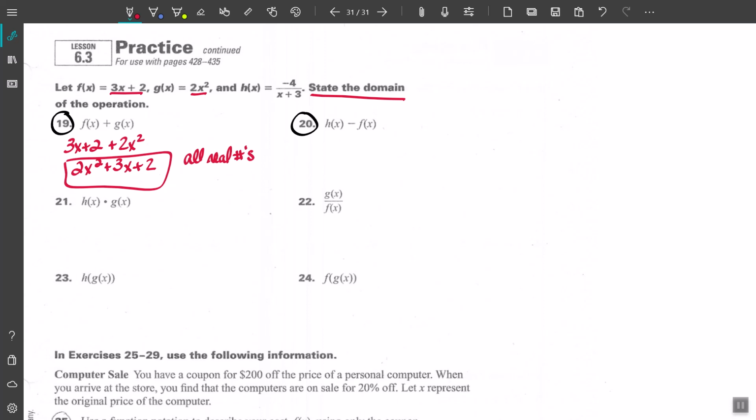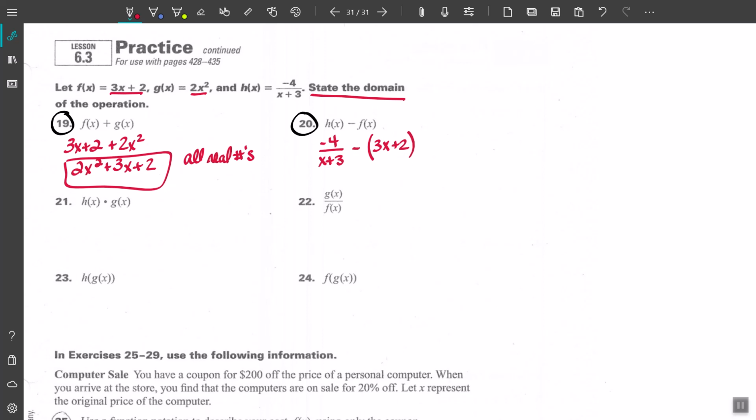If we do number 20 though, it's more complicated. We've got h of x, and here we're going to subtract. I'm going to put it in parentheses because we've got more than one term in f of x. Because of that, I'm going to put in a subtraction sign so that I remember to change each sign after it when I get to that part.